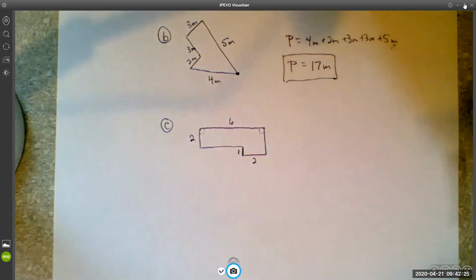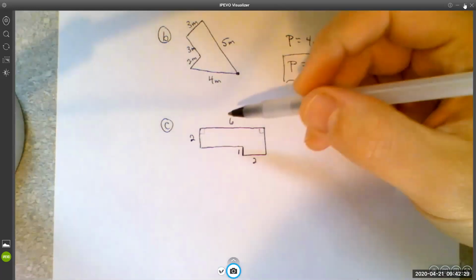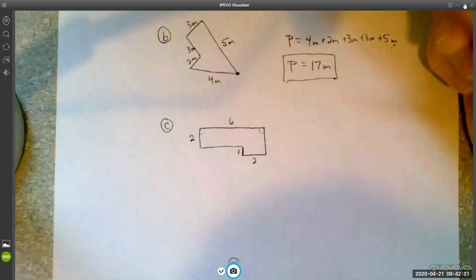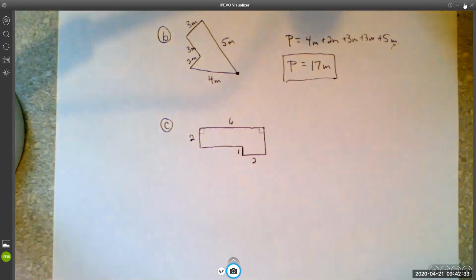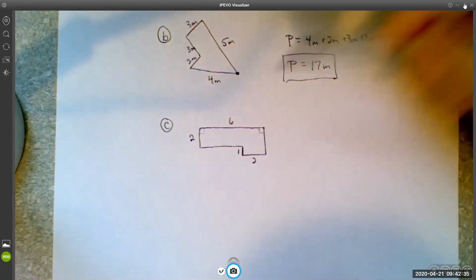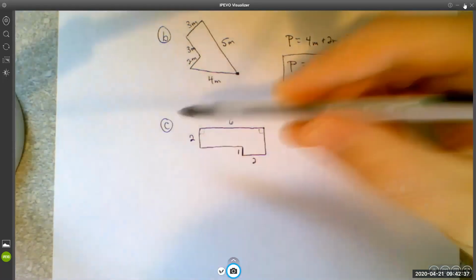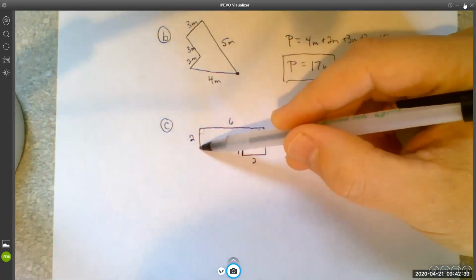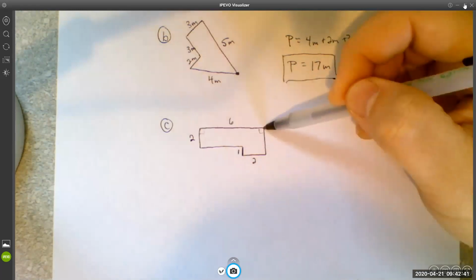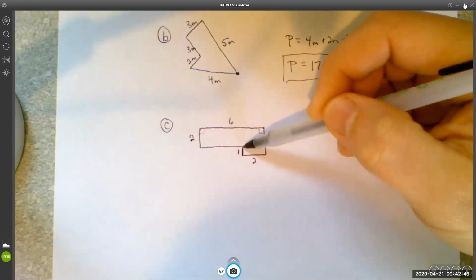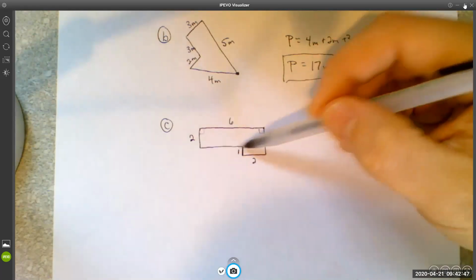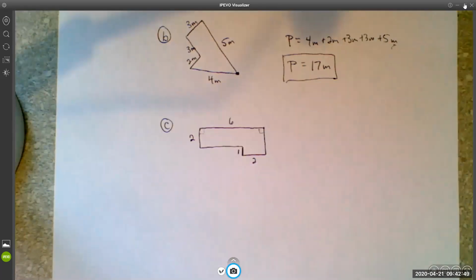Okay, so now here's my solution. Again, it doesn't really matter where you start, right? Addition is commutative, so you can do this in any order you like. If I start in this corner, I would say the perimeter is going to be 2 plus 6 plus something unknown plus 2 plus 1 plus something else unknown. So I have a couple of missing sides.